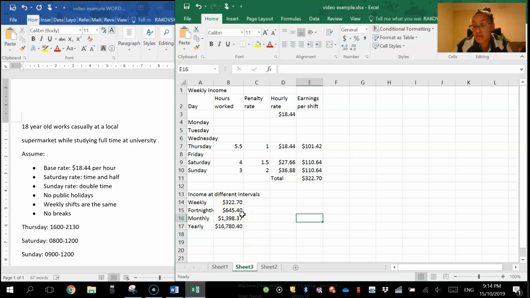So from there, you could potentially consider whether or not you have to pay tax from that income. And yeah, that is one part of your assignment completed.